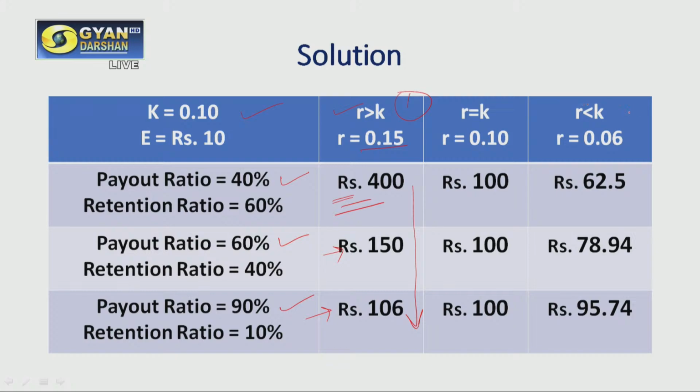Whereas in case of declining firm, where R is less than K, R is 6%, K is 10%. So when our dividend payout ratio is 40%, the price is 62.5. And when the payout ratio is increased to 100%, the price of share has also increased to rupees 95.75. But in case of normal firm, when our R is equal to K, the change in dividend payout ratio is not impacting the price of the share at all. So the price of share is same under all the three circumstances. So this is how we have proved the Gordon's model with the help of this practical example as well.